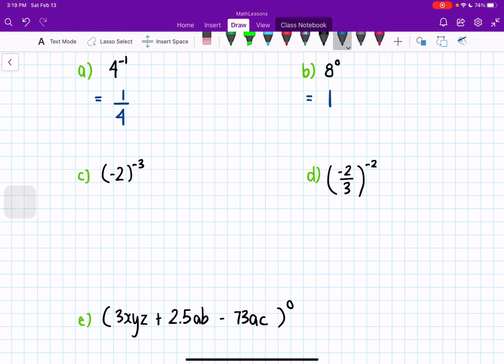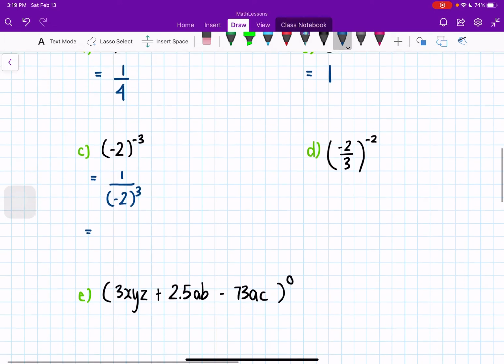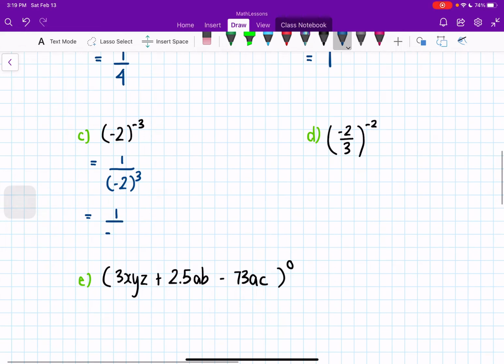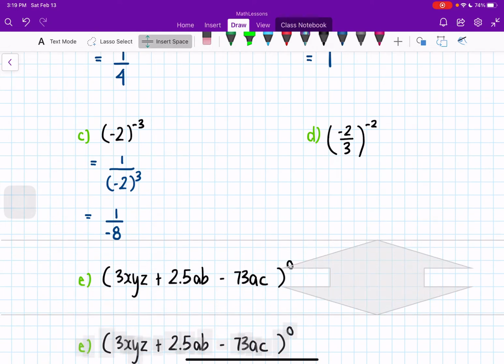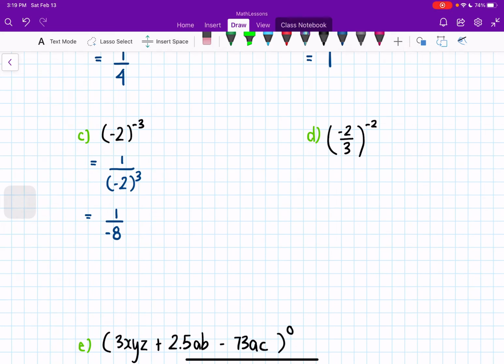Negative 2 to the power negative 3, that becomes 1 over negative 2 to the power 3, which becomes 1 over negative 8. But remember, when I was talking to you about math rules, in math, we don't put a negative sign in the denominator, we put the negative sign in the numerator. So that's how you write a fraction properly. We don't say 1 over negative 8, we just say negative 1 over 8.